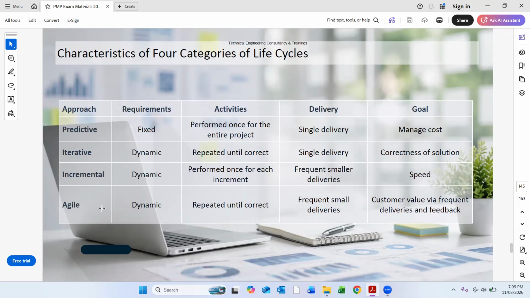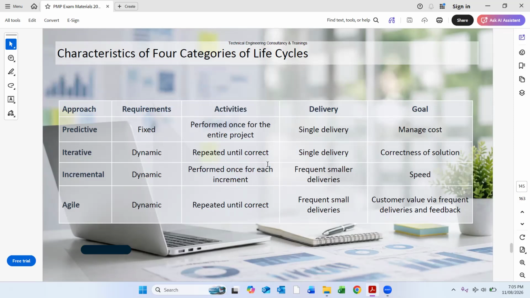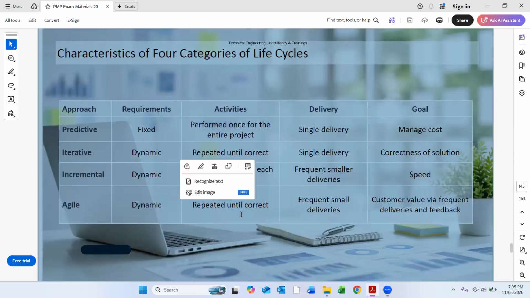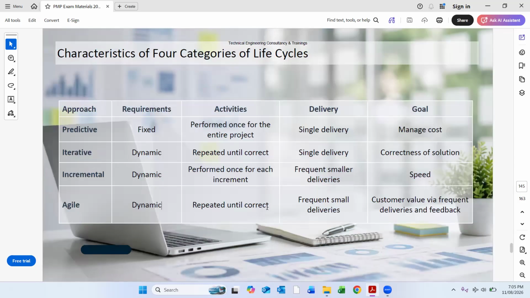In iterative, incremental, and agile, it is dynamic. So the scope is dynamic, the requirement is dynamic. In predictive, activities are performed once for the entire project. So it means the activities are performed one time. But in iterative, repeated until correct. Incremental is performed once for each increment. So for each increment, the activity is performed one time. But in iterative, it is performed until it is corrected. In agile, repeated until correct. So in agile, we focus on repetition until it is corrected.